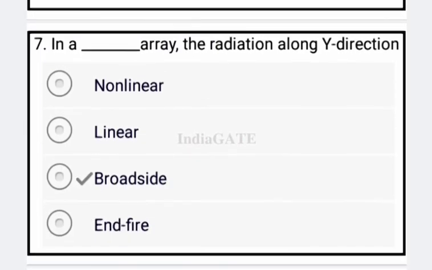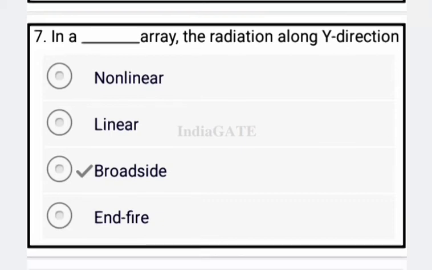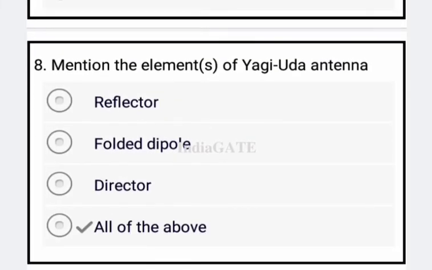Next question. In a dash array, the radiation along the y direction. So it is a broadside array. So option C is your correct answer. Next question. Mention the elements of the Yagi-Uda antenna. So the correct answer for this is all of the above, which means option D is correct. Here the reflector, folded dipole and director are all correct answers for this question.